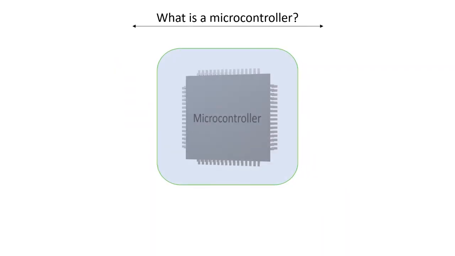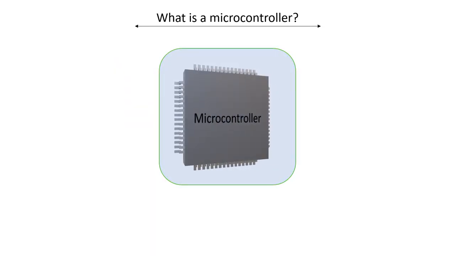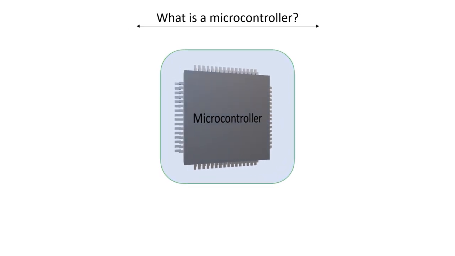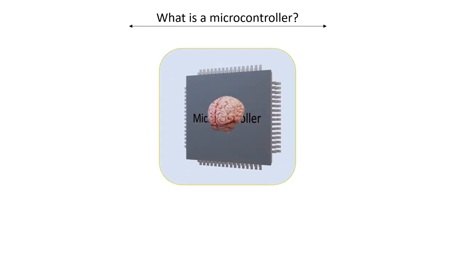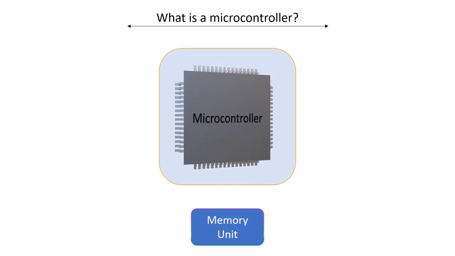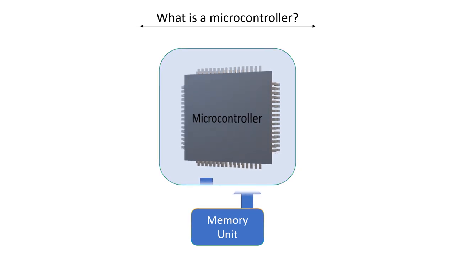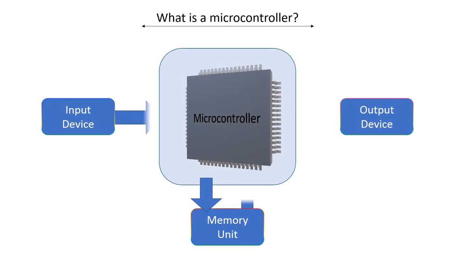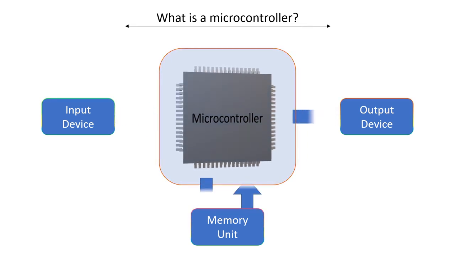Now, most microcontrollers contain at least three key components. One is the processor core, which acts as a brain of the microcontroller. The second is the memory, which contains instructions that tell the brain what to do. And the third is input and output for processing external peripherals.